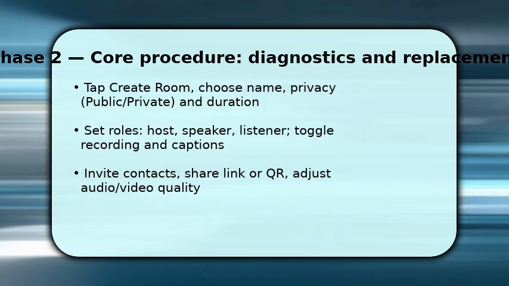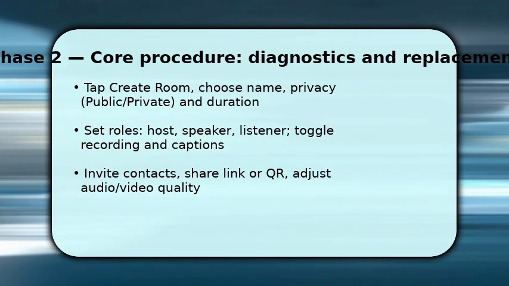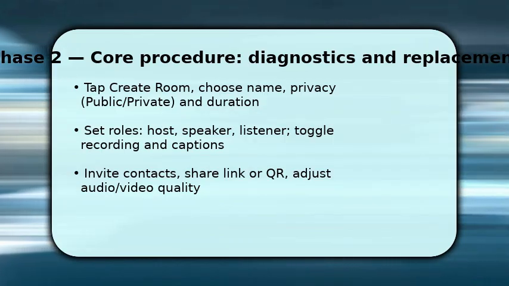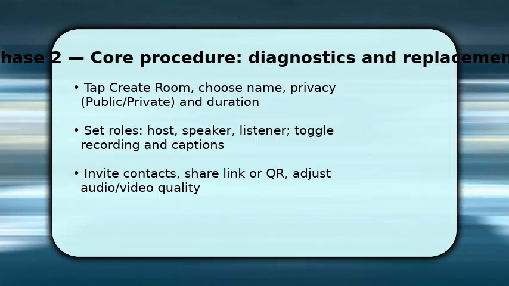Then configure roles. Assign hosts to manage, speakers to present, and listeners to observe. This prevents interruptions. Make decisions about recording and captions now because they affect consent and accessibility. Invite people by sharing a link or QR code and adjust audio and video quality to match.